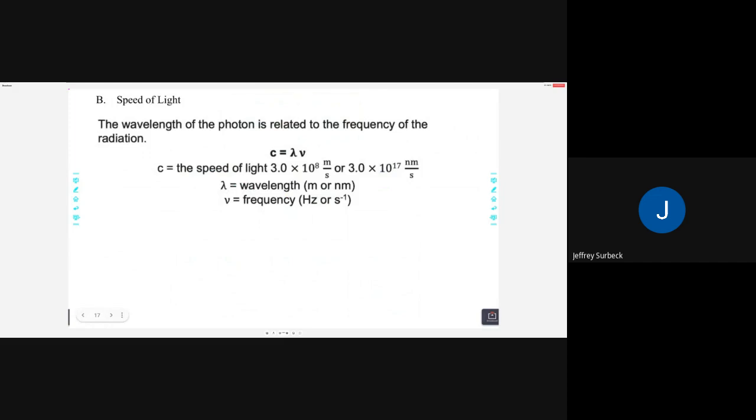All right, speed of light. I know there's a couple different versions. In physics, you probably use a more detailed C, speed of light. You might use 3 times 10 to the 8th. Or for us, remember, we're dealing with really small waves. We might use nanometers per second.